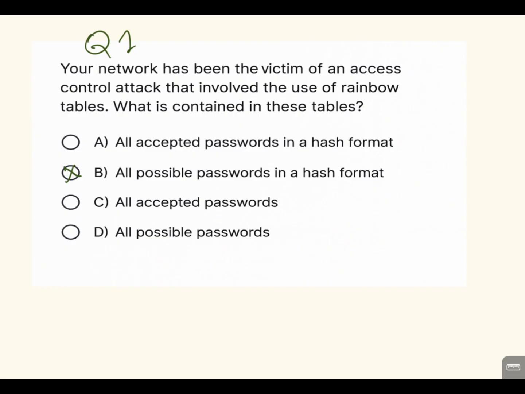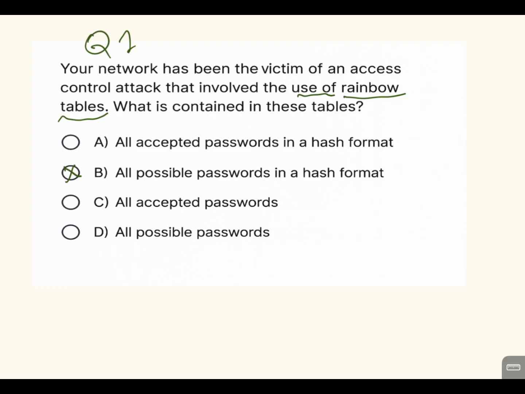So what we need to understand is the concept of rainbow tables. What is mentioned in this question? An access control attack that involved the use of rainbow tables. So we need to understand what a rainbow table is. Rainbow tables are pre-computed databases that contain plain text passwords and their corresponding hash values. They are used to reverse password hashes by looking them up rather than brute forcing them.